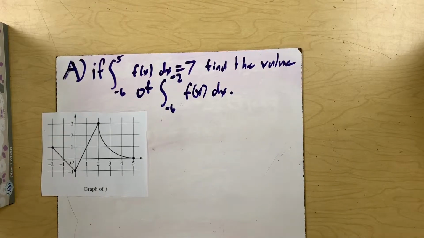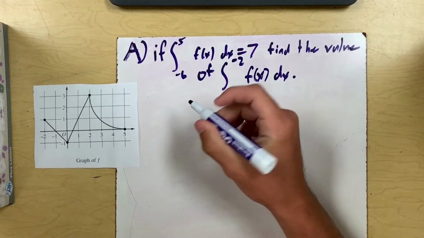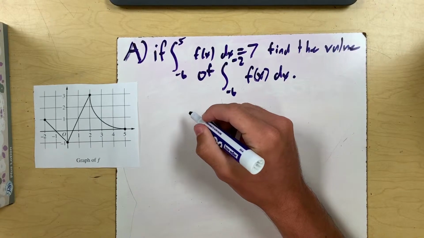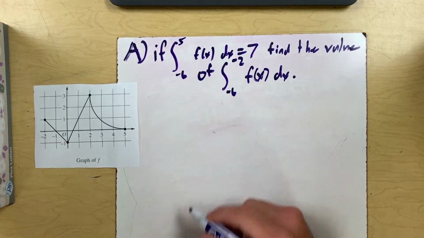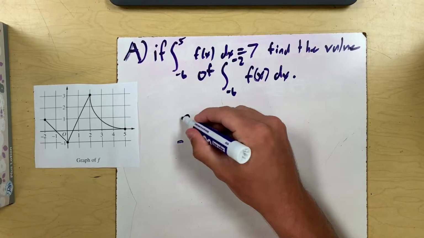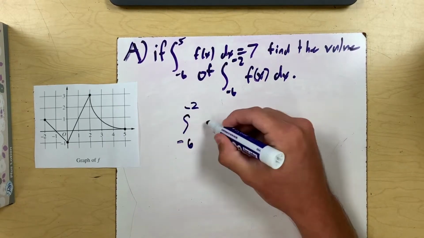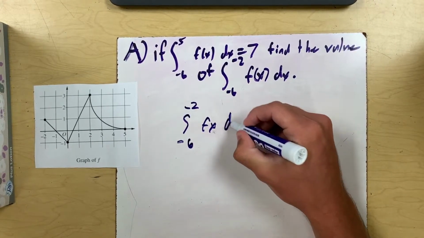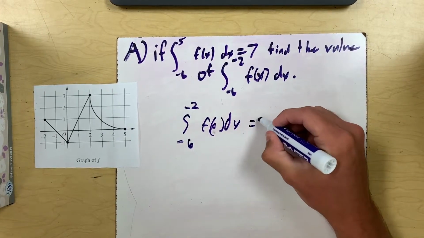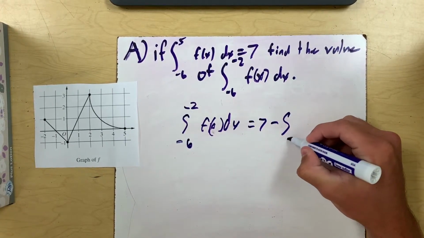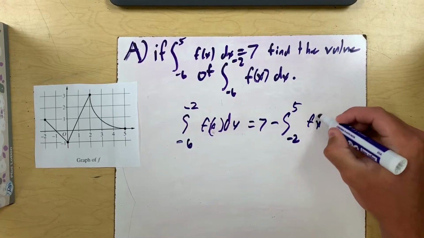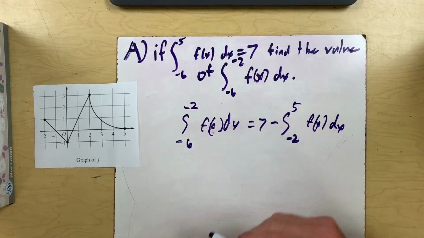Now I'm going to do part A, which states: if the integral from -6 to 5 of f(x) dx is equal to 7, find the value of the integral from -6 to -2 of f(x) dx. Because we know that the integral from -6 to 5 of f(x) dx equals 7, the integral from -6 to -2 of f(x) dx equals 7 minus the integral from -2 to 5 of f(x) dx, which can be found using the graph.